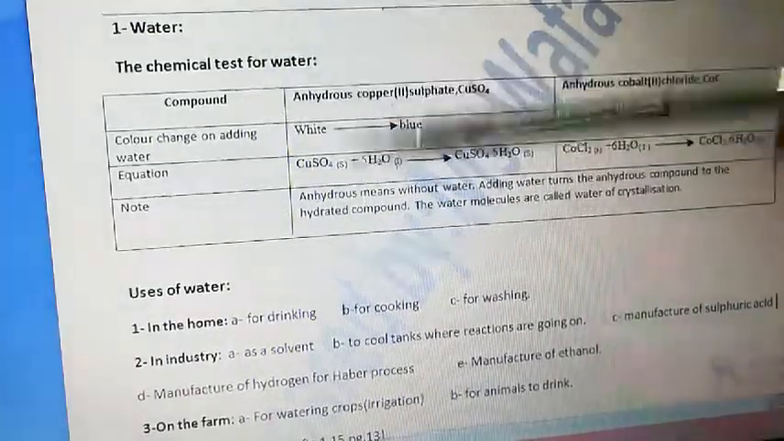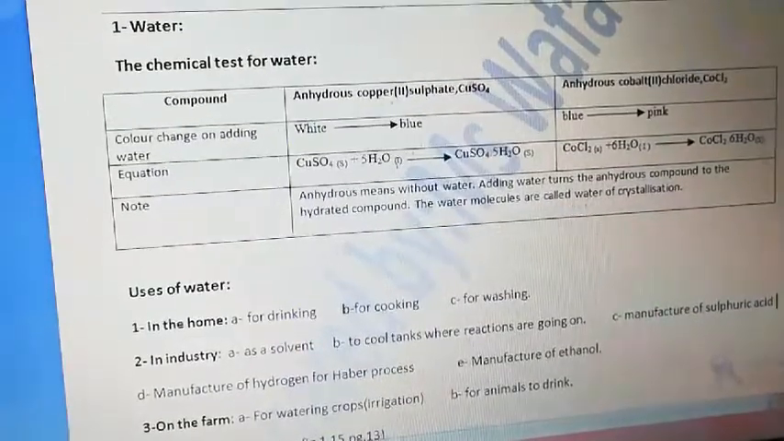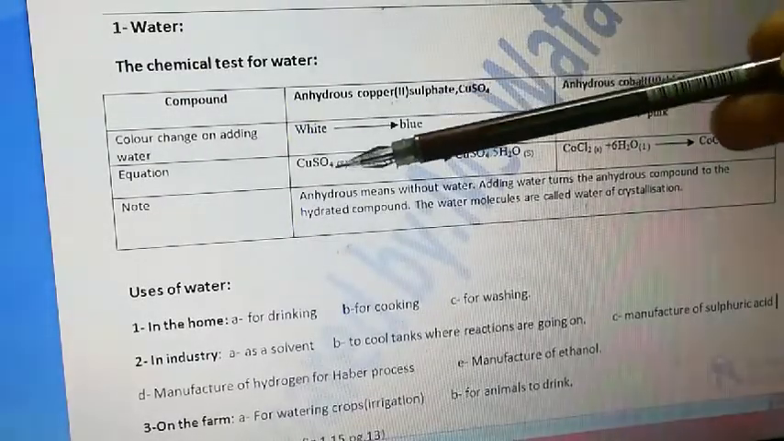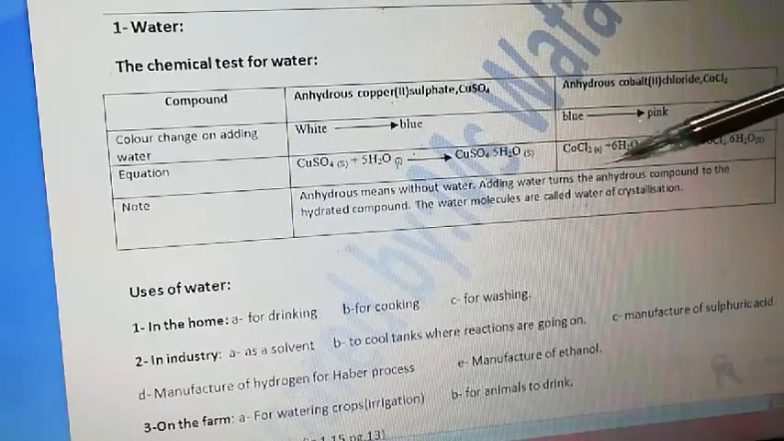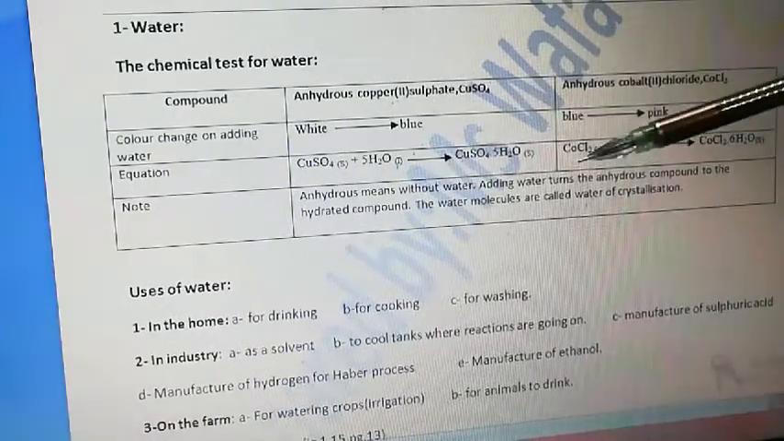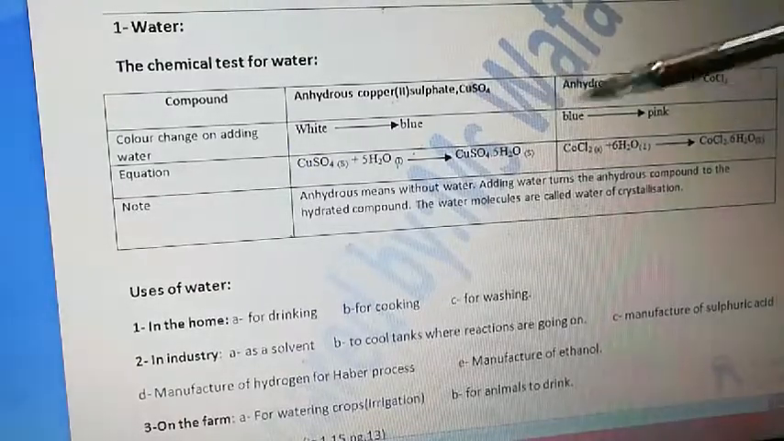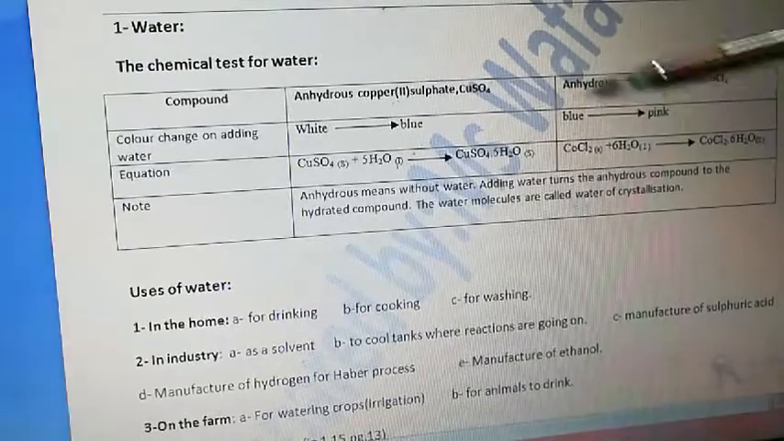We have two chemical tests. The first one by using copper sulfate, and the second one by using cobalt chloride. Both of these two compounds, their colors will be changed if we are adding water to them.